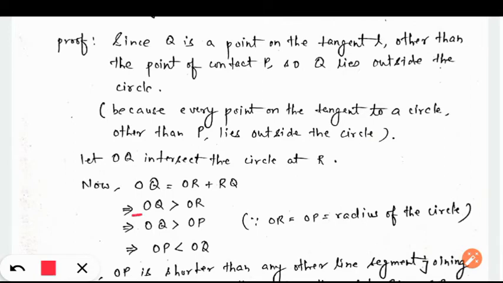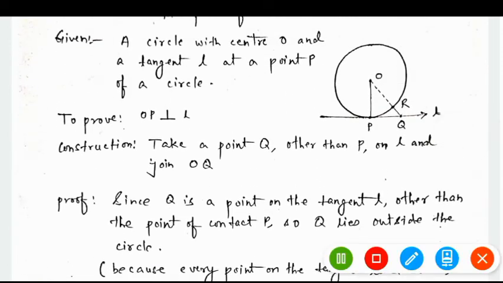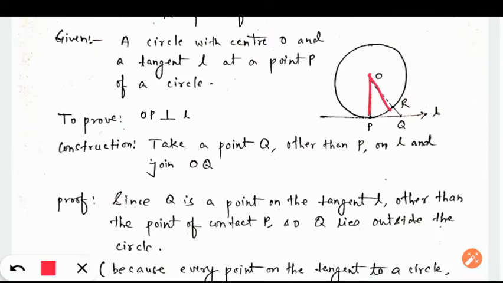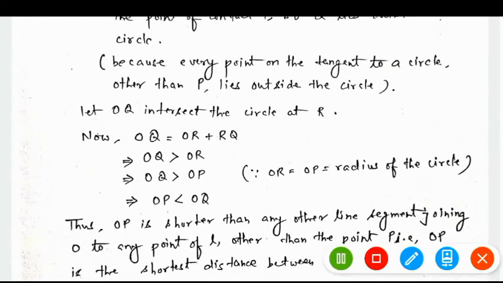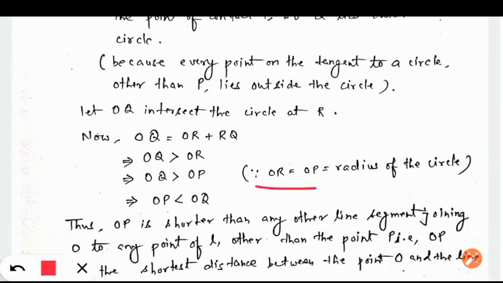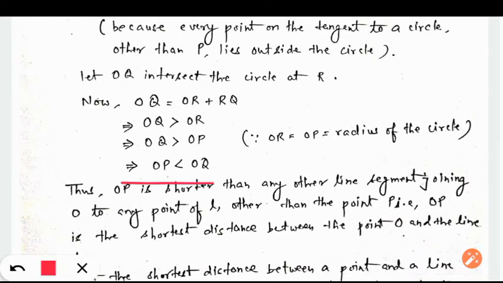So can we say OQ is greater than OR? Because after adding RQ we are getting OQ. So we can say OQ is greater than OR. Now in place of OR, can we write OP? Because OR and OP are the radii of the same circle. So in place of OR we can write OP. Why? The reason: OP is equal to OR, which is equal to the radius of the circle. So we can say OQ is greater than OP, which implies OP is less than OQ.